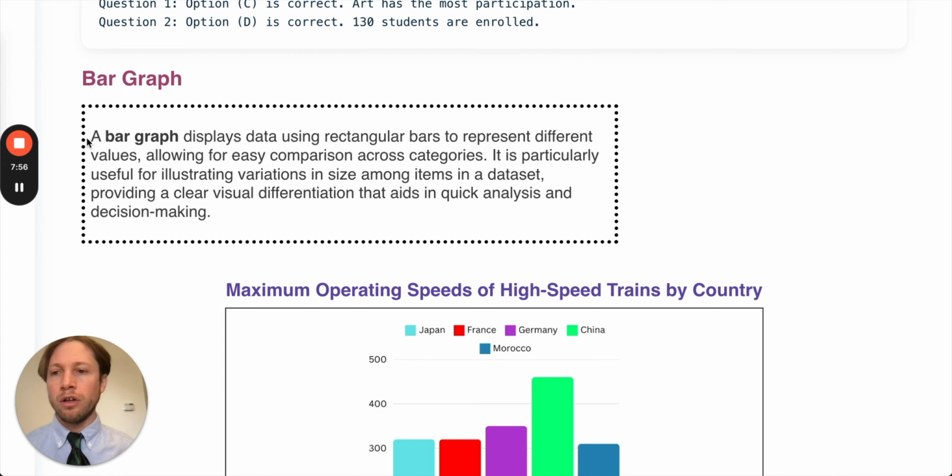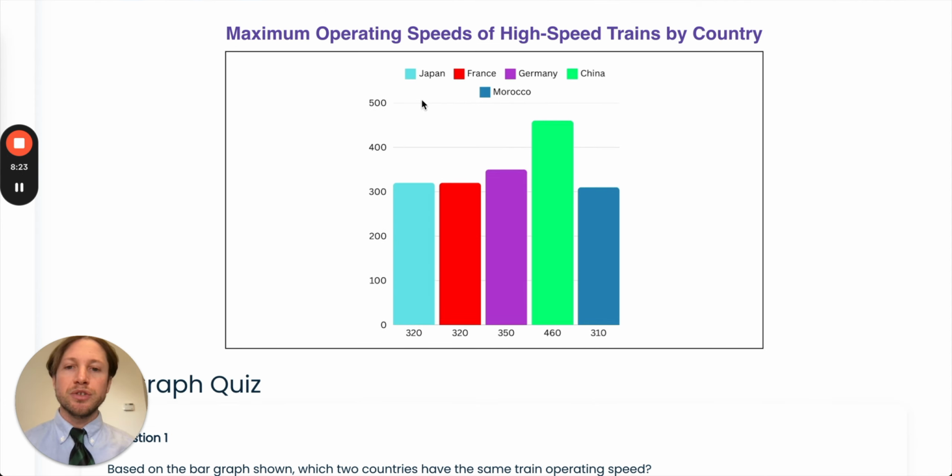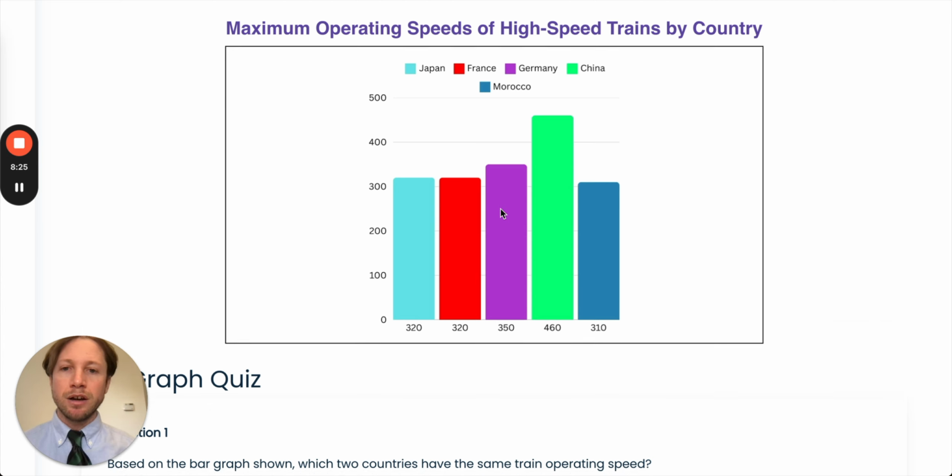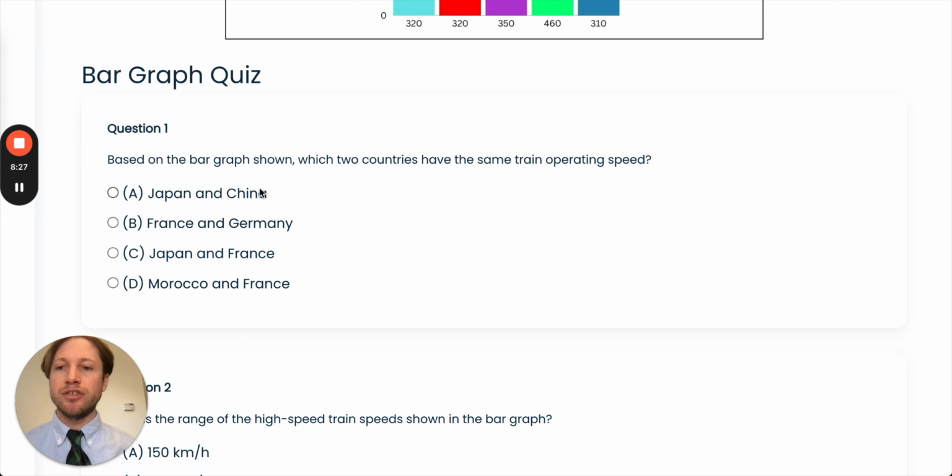Now, just to recall, a bar graph displays data using rectangular bars to represent different values, allowing for easy comparison across categories. It is particularly useful for illustrating variations in size among its items in a data set, providing a clear visual differentiation that aids in quick analysis and decision making. All right, so I notice we have Japan, France, Germany, China, and Morocco. Let's go on down and navigate to read question number 1 of the bar graph quiz.